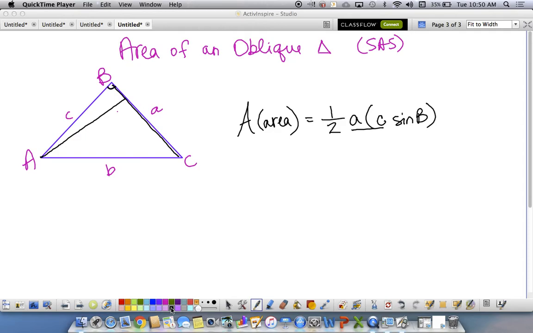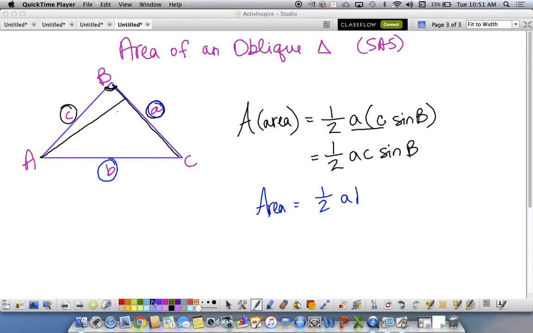If you know two sides, if you know side C and side A, you're going to use the sine of the angle in between them. So it's going to be 1/2 of the two sides that you know times the sine of the angle in between them. That's how they write it one way. They say the area will equal 1/2, but this time I don't know A and C, I know A and B, and the sine of the angle in between them.